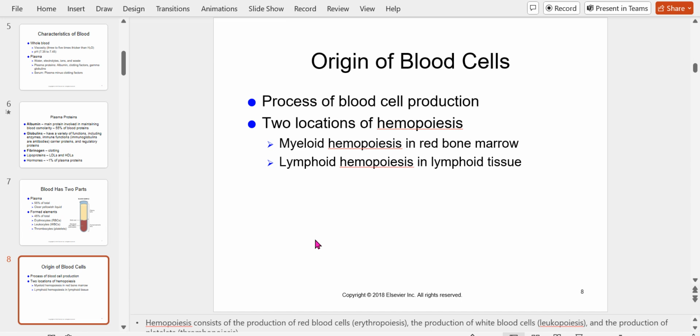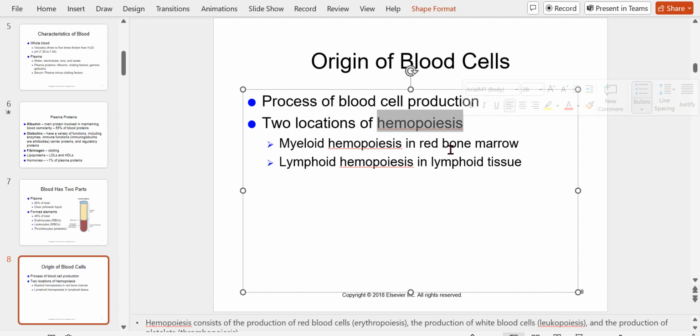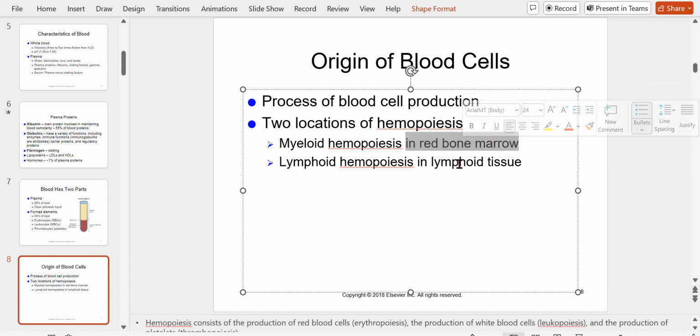Origin of blood cells, the process of blood cell production. This is a great word. Love it. You may want to know it. Hemopoiesis. Okay, hemo is blood, poiesis is creation. So where are the blood cells made? Okay, the red bone marrow. Okay, inside of the bone.